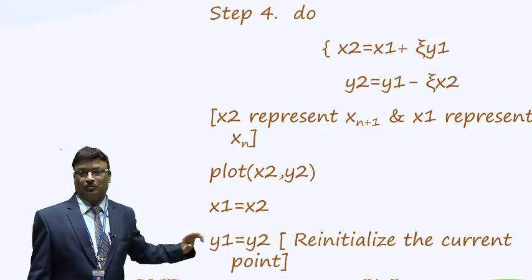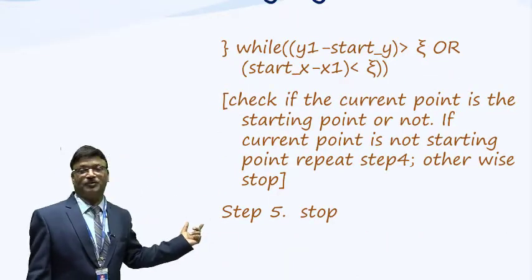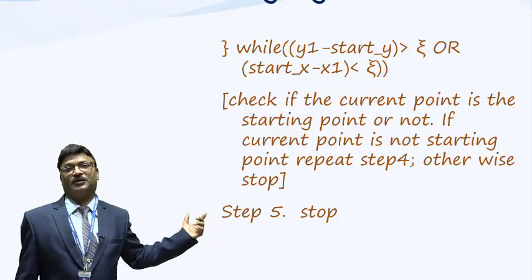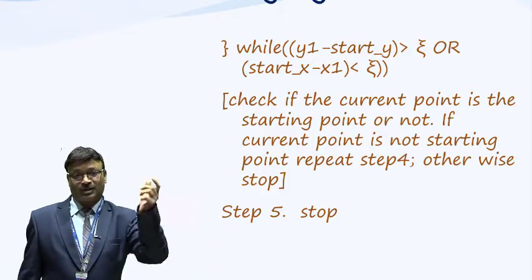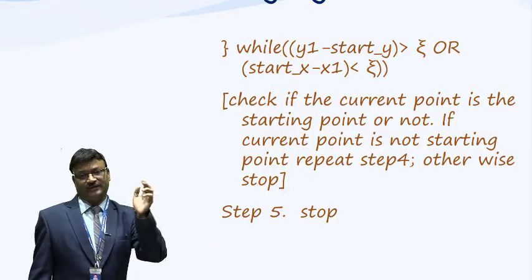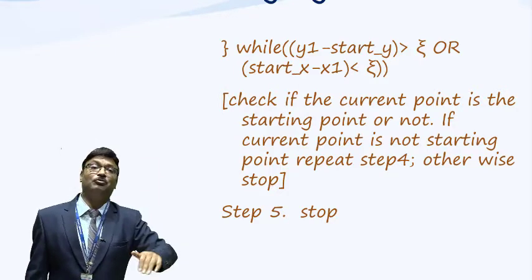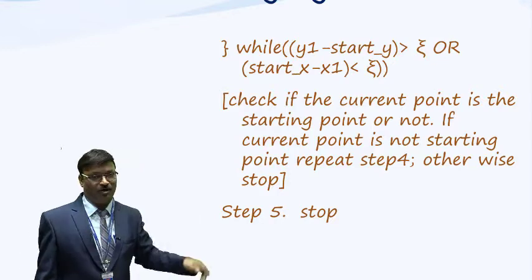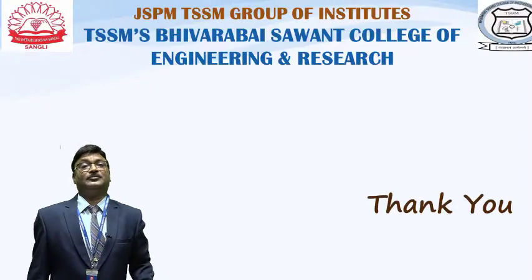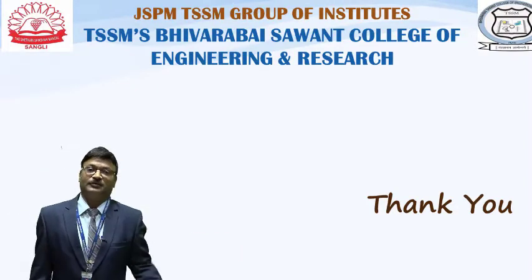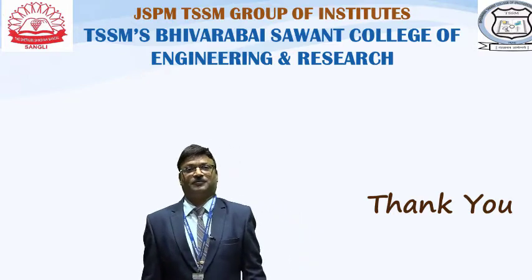Now repeat this step while y1 minus start y is greater than epsilon, or start x minus x1 is less than epsilon. Check whether this condition is satisfied or not. Then go to step 4 and plot the point again, and the last step is to stop. So this is the way you can draw the DDA circle algorithm. So thank you very much.